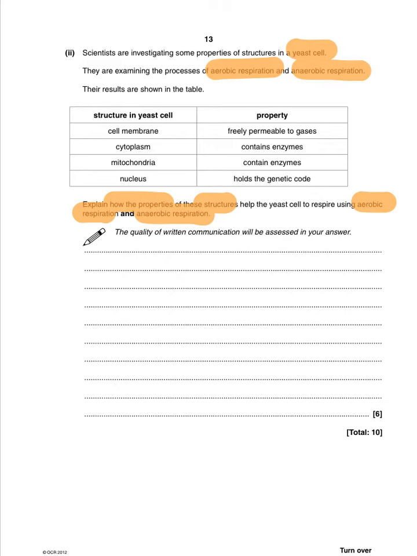So with this one, I think the best way, since we've got 4 structures, is to approach it one at a time. Okay, so we'll start with the cell membrane. Now, it's already given us quite a lot of information, which is why this is a C-grade question. For cell membrane, it says freely permeable to gases, so we'd be talking about oxygen and CO2, and making sure we link those to respiration.